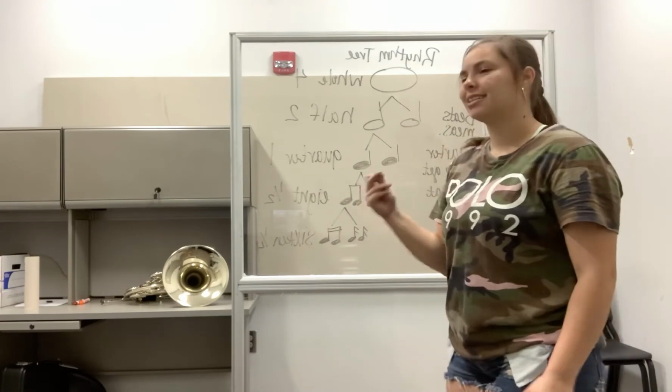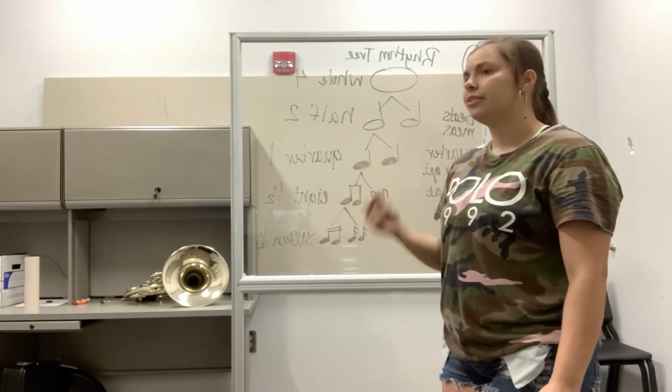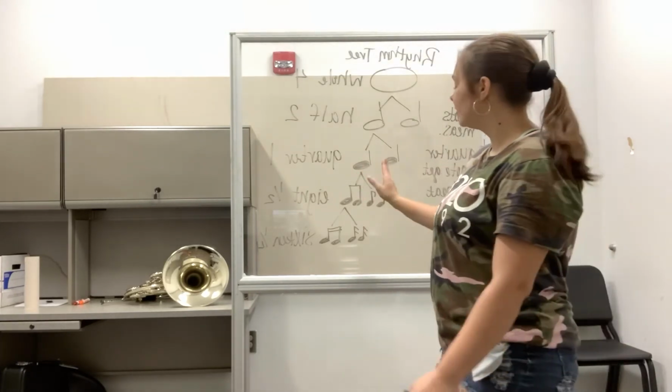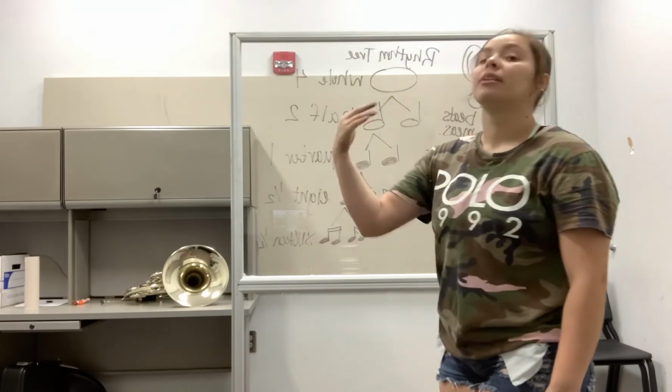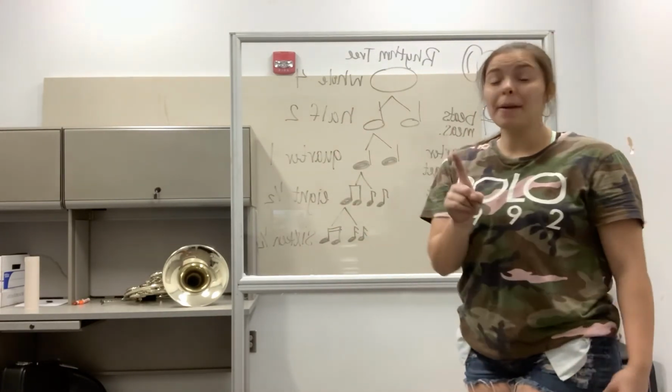Half note. 1, 2, ready. Do. So it gets 2 beats per measure. Do. Rest. Do. Rest. Quarter note. Quarter note is 1 beat per measure.